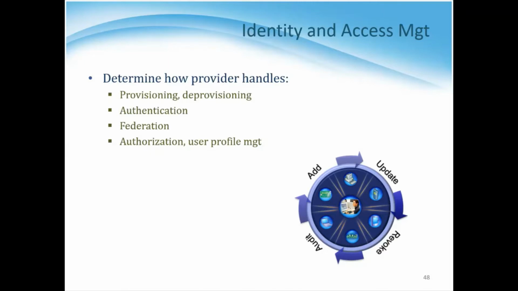So: provisioning, authentication, federation, authorization, and user profile management. Anybody trying to access a particular Google account, or a server, or WhatsApp or Twitter, must have some PIN number identification, or may use a password. Apart from that, we also have two-step verification, that is OTP. These are the techniques majorly used by the cloud providers.